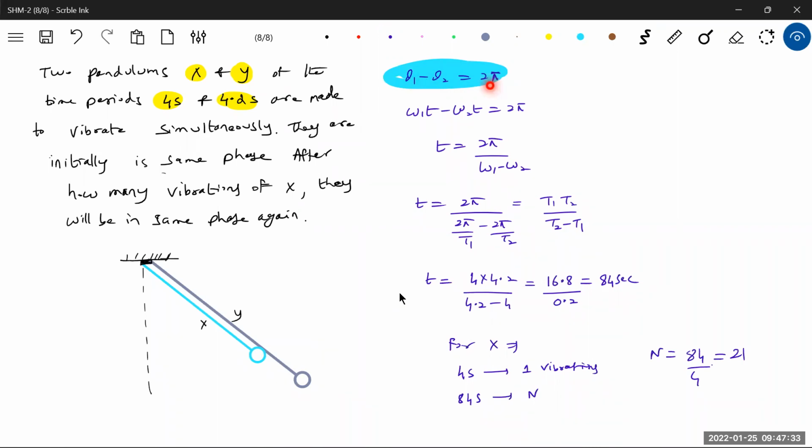But what was the question? After how many vibrations of X will they be in the same phase? After how many vibrations? If you write 4 pi, yes, 6 pi, it will be. After is used. If more than one option comes, then you have to go for 4 pi, 6 pi also. Since it is a single option, we are going for the least value.